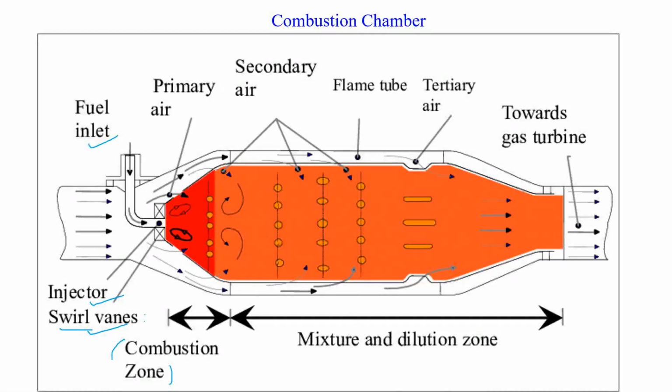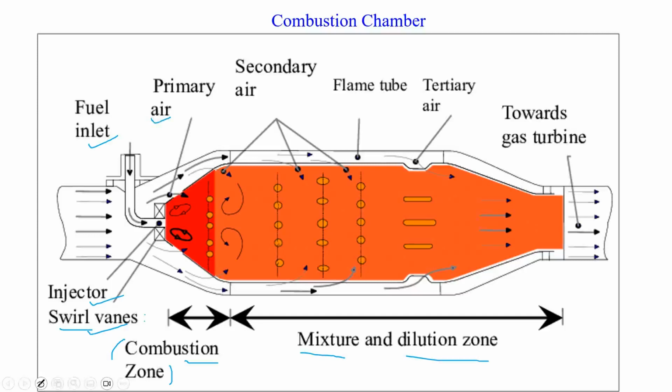We have three different zones in the entire combustion chamber. First is the combustion zone, which we also call the primary zone of the combustion chamber. The second is the mixing zone, and the third is the dilution zone. Here we can see the air is split into different flow paths. One is primary air, which is mainly for the combustion purpose. Here we can see the primary air entering into the main combustion chamber, the combustion zone.